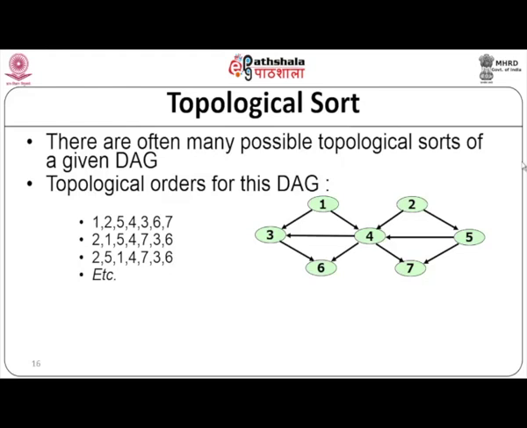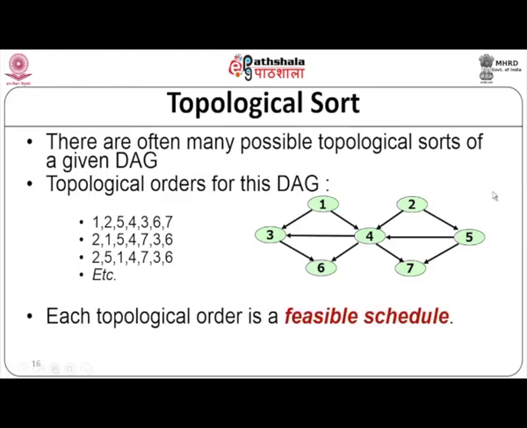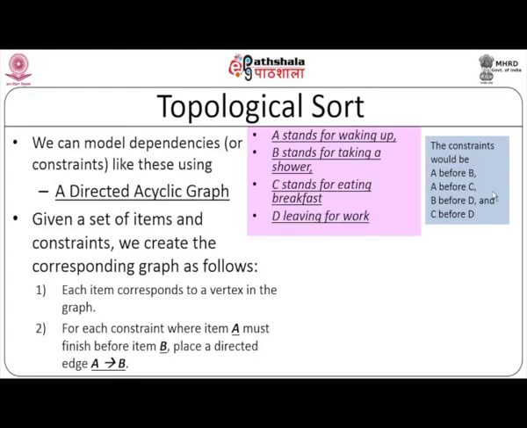Another is 2 5 7, not possible. 2 5 1, 2 5 1 4, then 7 3 6. So, there are different topological orders possible. Each topological order is a feasible schedule, if you take these as tasks.